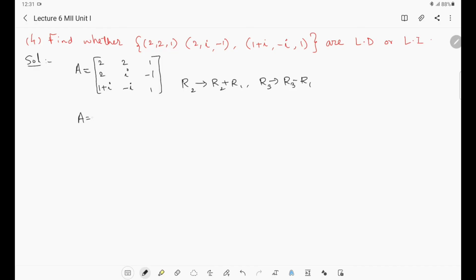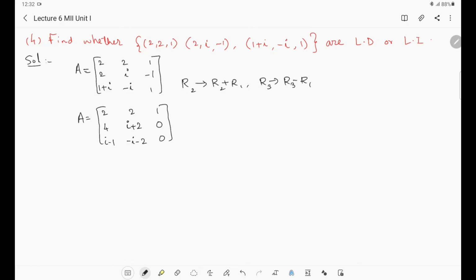Then what will happen? This matrix A will become, see, the first row will be as it is because we are not touching the first row. Second row, what we are doing? We are adding the first row to the second row. So 2 plus 2 is 4, here i plus 2, and here minus 1 plus 1 will become 0. Then R3 minus R1 we are doing. So 1 plus i minus 2, what will we get here? i minus 1. Then minus i minus 2, so we will get minus i minus 2. Then last, 1 minus 1, 0.